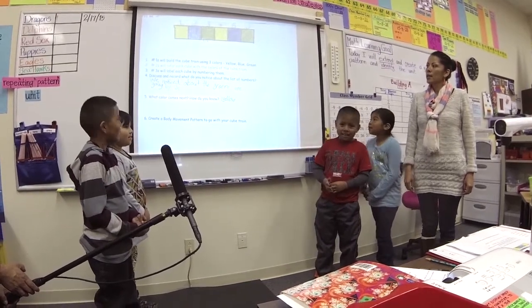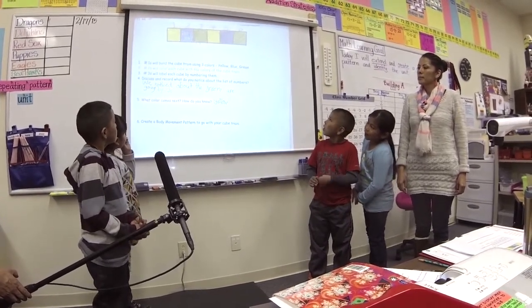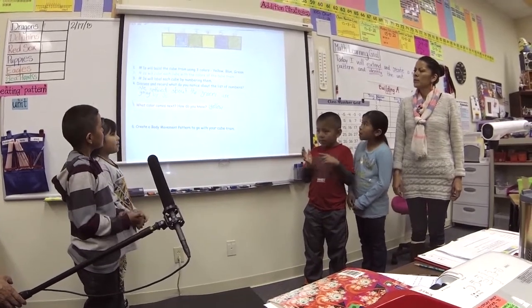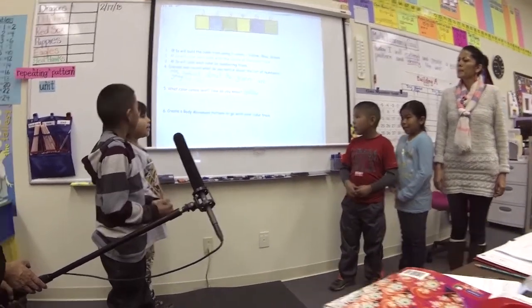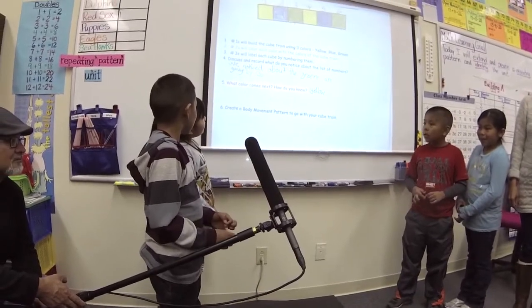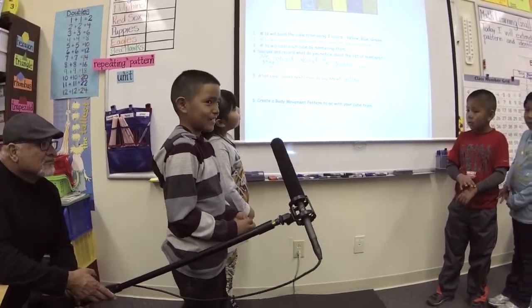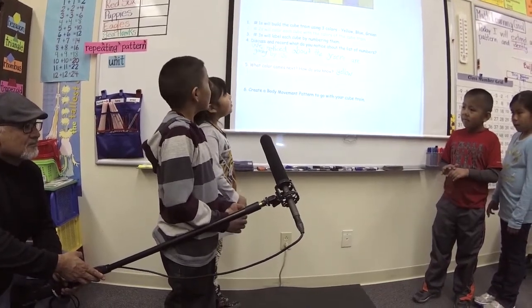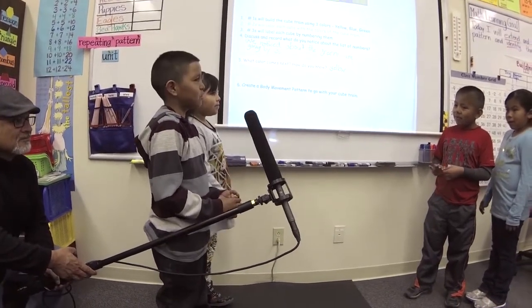So what would the next color be? Yellow. How do you know yellow? Why yellow? Because the pattern goes yellow, blue, green, and yellow. Then it goes back to yellow and blue, green.